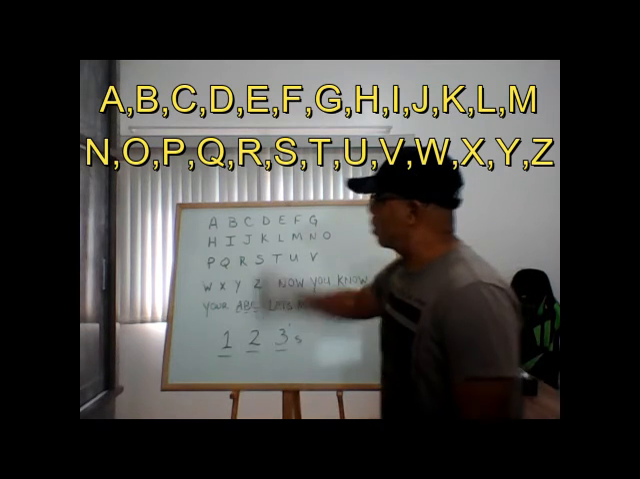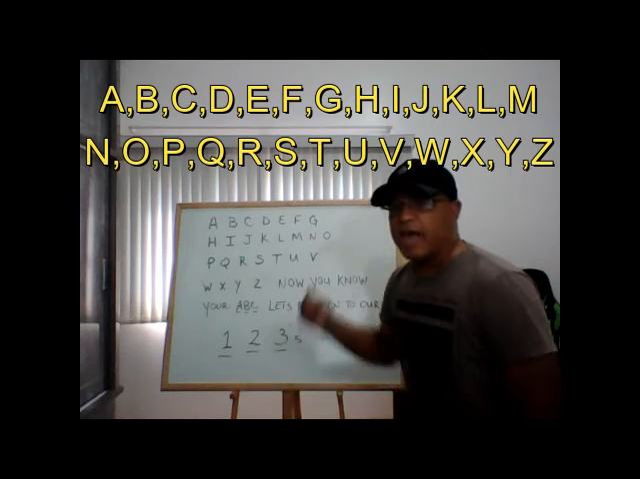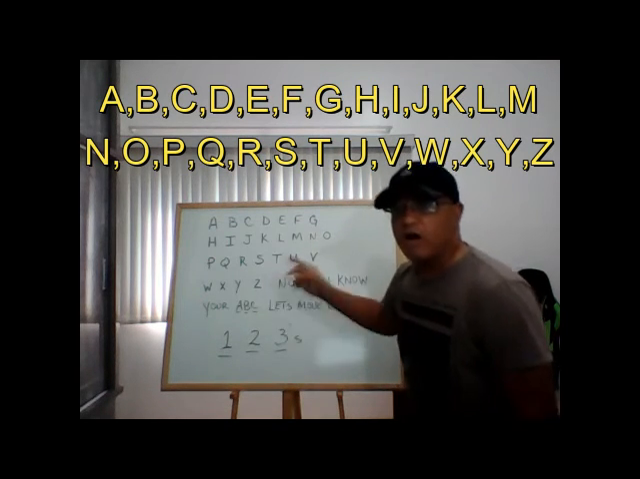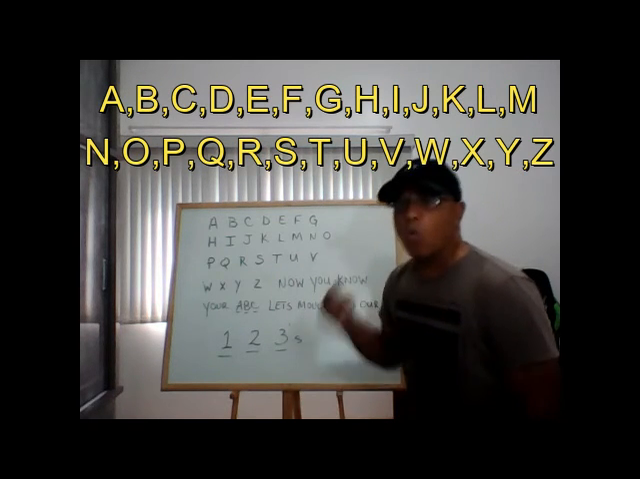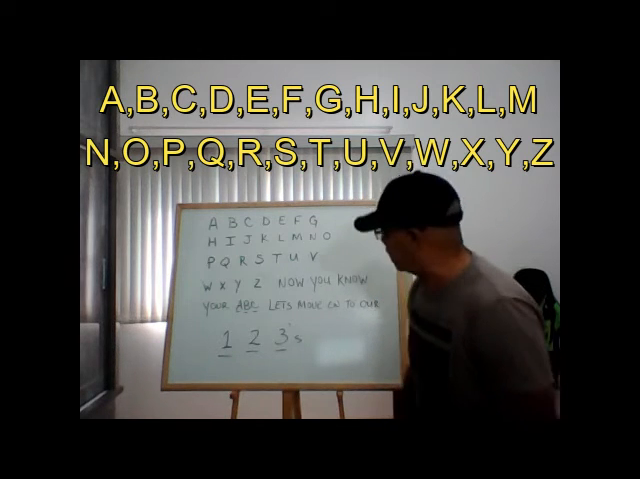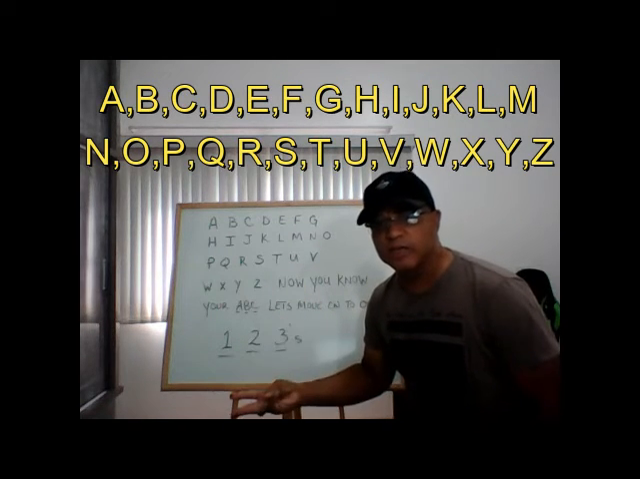iPhone. Okay, let's go. A, B, C, D, E, F, G, H, I, J, K, L, M, N, O, P, Q, R, S, T, U, V, W, X, Y, and Z. Now I know my ABCs. Let's move on to our 1, 2, 3s.